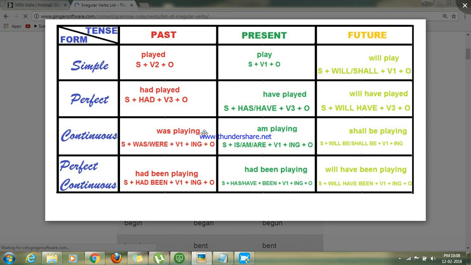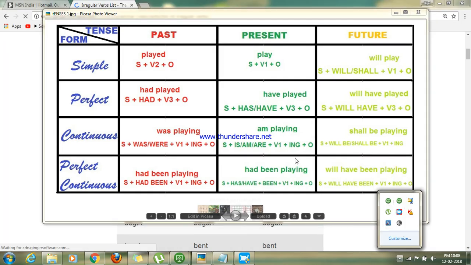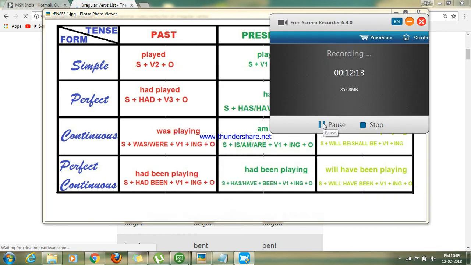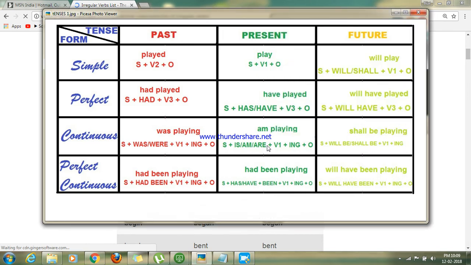Past perfect. I had become shy yesterday. I have become shy these days. I will have become shy next year. Past continuous. I was shy. Now V1 plus ing. So past continuous is subject plus was plus V1 plus ing. So I was becoming shy. I am becoming shy. I will be becoming shy. Perfect continuous. I had been becoming shy. I have been becoming shy. I will have been becoming shy.